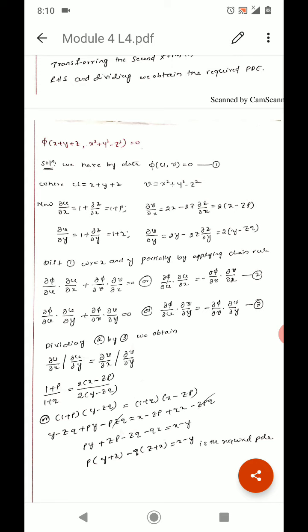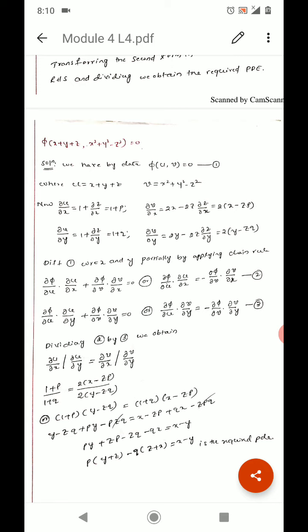And with respect to y, that means del pi by del u into del u by del y plus del pi by del v into del v by del y equal to 0. Take the second term to the right side, we get del pi by del u into del u by del y equal to minus del pi by del v into del v by del y. Take it as equation 3.